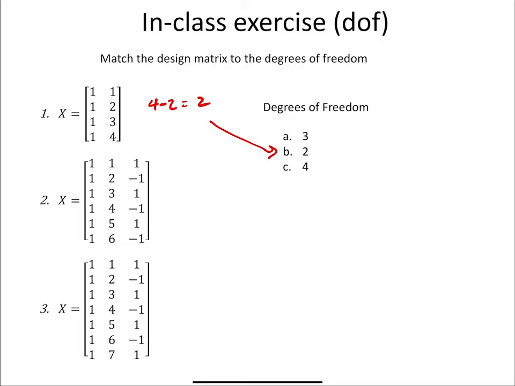The second one has 1, 2, 3, 4, 5, 6 data points, minus 3 columns, so 3 degrees of freedom. And this one is 1, 2, 3, 4, 5, 6, 7, minus 3 equals 4 degrees of freedom. Right? So anytime you look at a design matrix, you can see exactly what the degrees of freedom are going to be for the statistics that you're doing. That's for a t-stat. It's going to be a little different for an F statistic, which we'll do later.